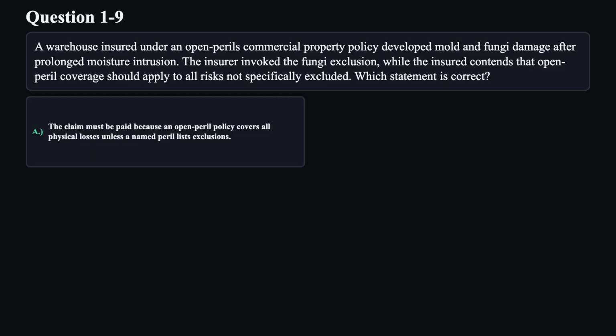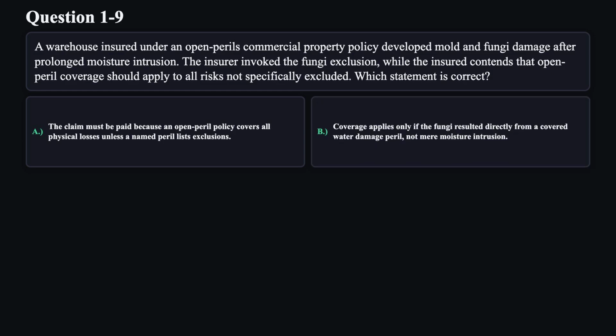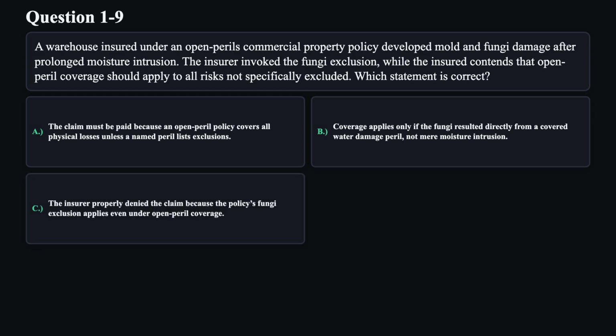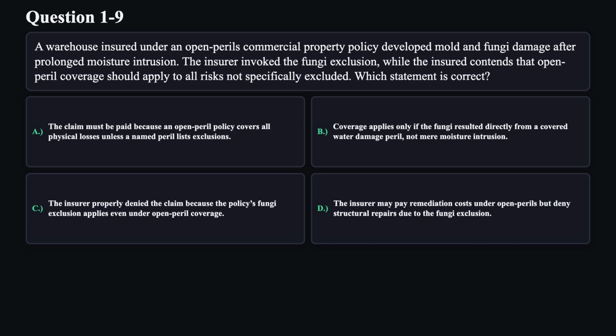A. The claim must be paid because an open peril policy covers all physical losses, unless a named peril lists exclusions. B. Coverage applies only if the fungi resulted directly from a covered water damage peril, not mere moisture intrusion. C. The insurer properly denied the claim because the policy's fungi exclusion applies even under open peril coverage. D. The insurer may pay remediation costs under open perils but deny structural repairs due to the fungi exclusion.